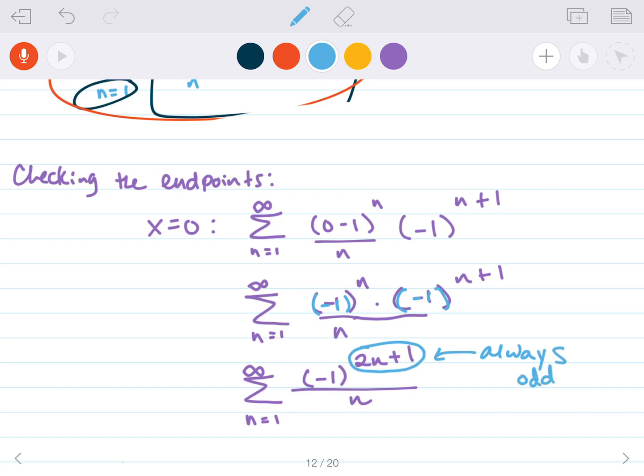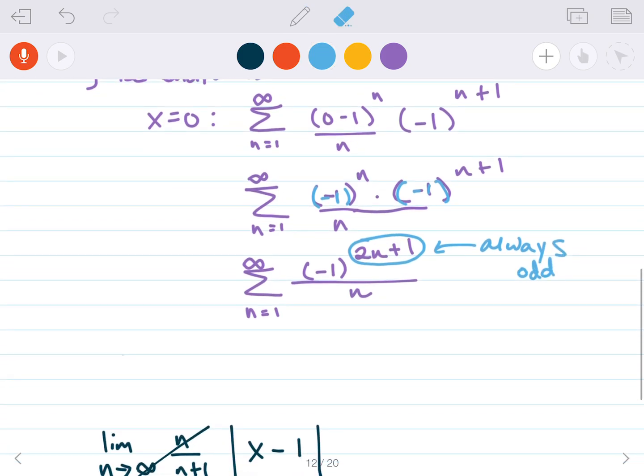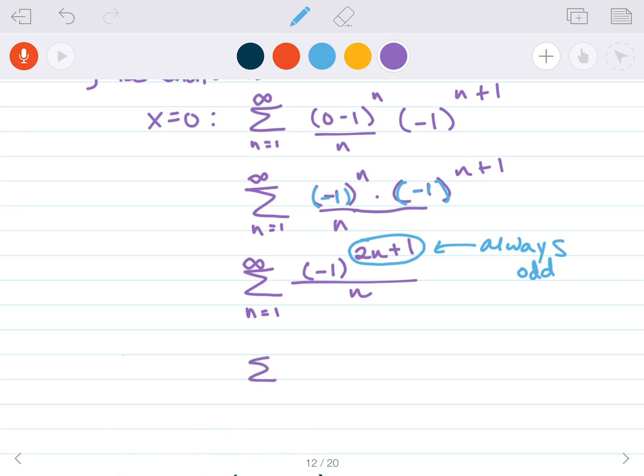And therefore, we can actually shorten this even further. We can say, since this is negative 1 to an odd number all the time for every n, we can simply say it's just negative 1 over n. Doesn't that look easier to deal with? Now this should look familiar.